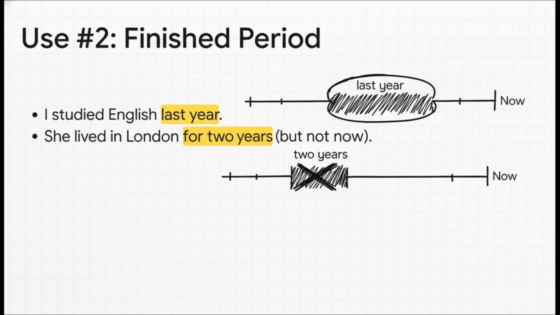Use number 2 is for a finished period of time. So if you say, I studied English last year, well, last year is completely over, right? Or here's a great example. She lived in London for 2 years. The key thing that tells you is she doesn't live there now. That whole 2-year period is in the past.